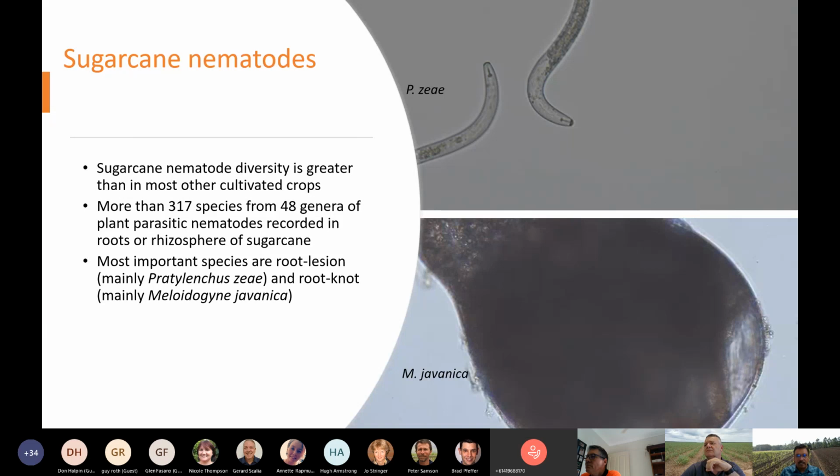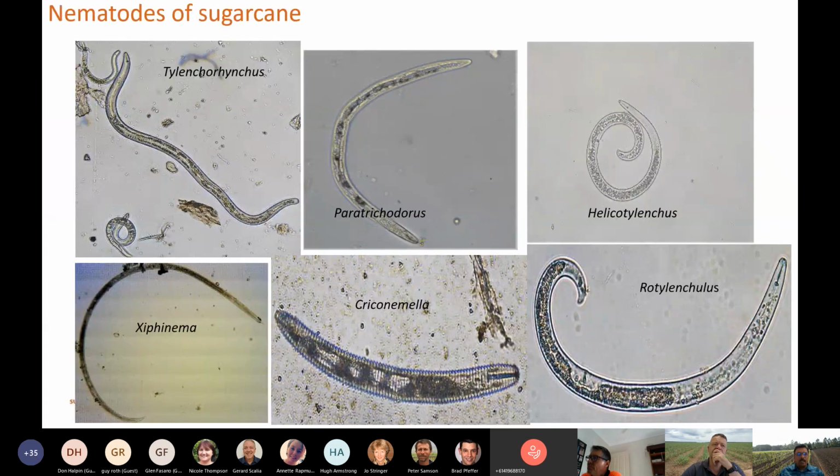About more than 300 species live in sugarcane soil. But the most important parasitic nematodes in sugarcane are root knot and root lesion nematode, which I'll be talking about today. There are a few other nematodes as well. They are typically minor, but they could create a major problem if they are present in large numbers. But in general, they are not important nematodes for sugarcane.